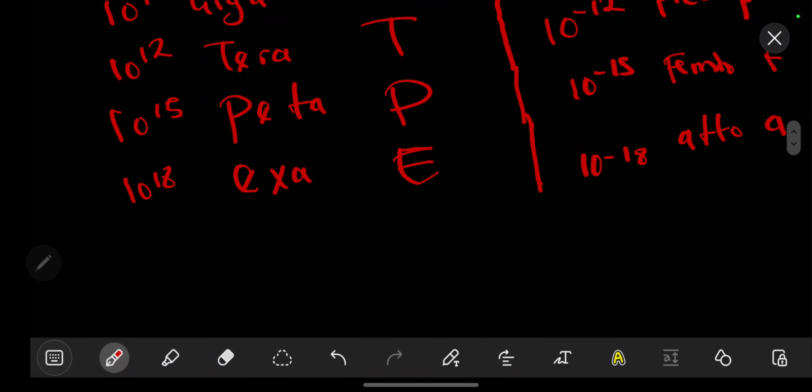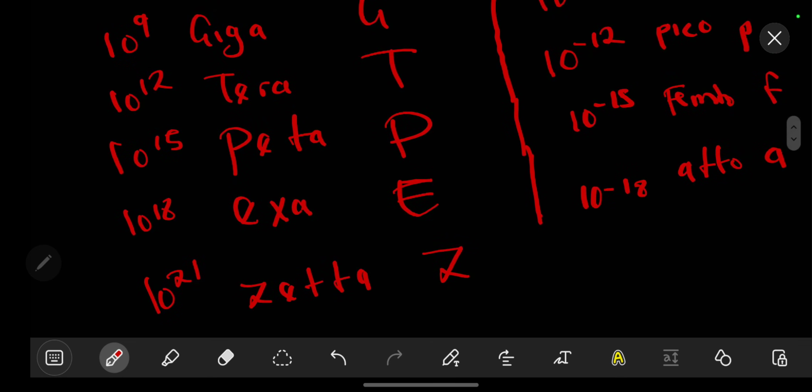Then the other thing that we are going to have is 10 raised to the power 21. So now here it is similar, but you must be very, very careful. The one that comes first is zetta. You can think of the alphabet: though Z is the last letter, you begin with it. So we are going to have zetta like that. Then we are going to write capital letter Z. So just be careful. The positive one is called zetta.